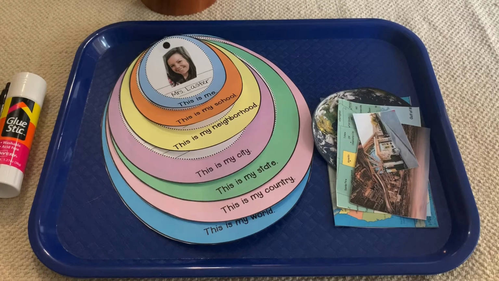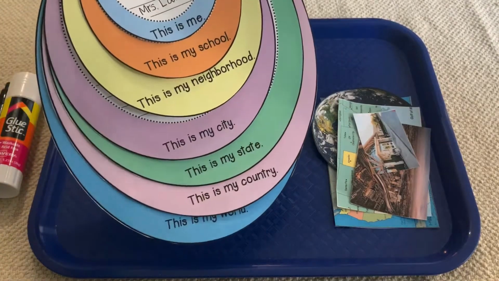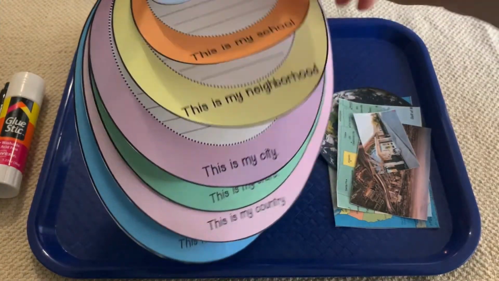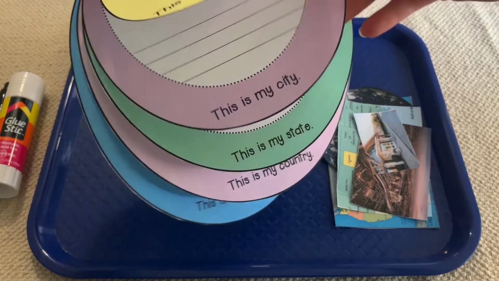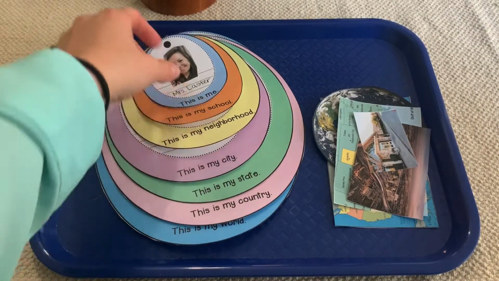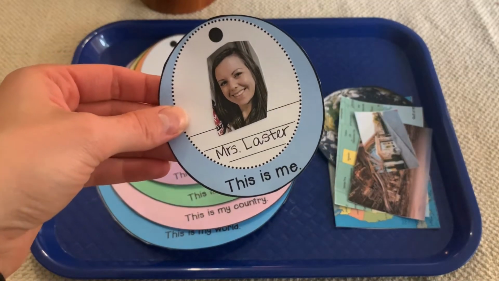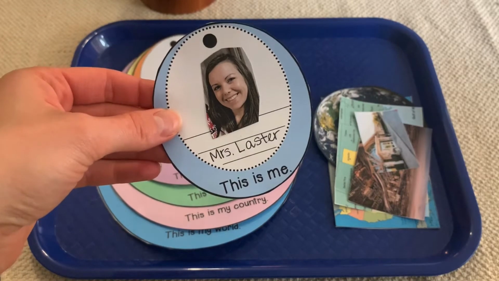Okay, friends, now let's find your place on the map. What I have sent to your mom and dad is this cool little book that you can cut out, and it shows each level of where you are on the map. So we're going to first start, just like in the book, this is me. So I put a picture of myself and I wrote my name. This is me.